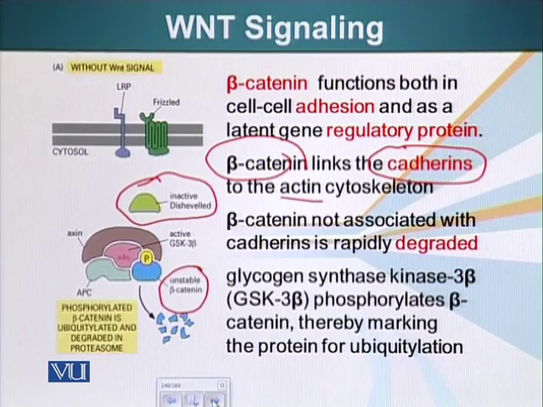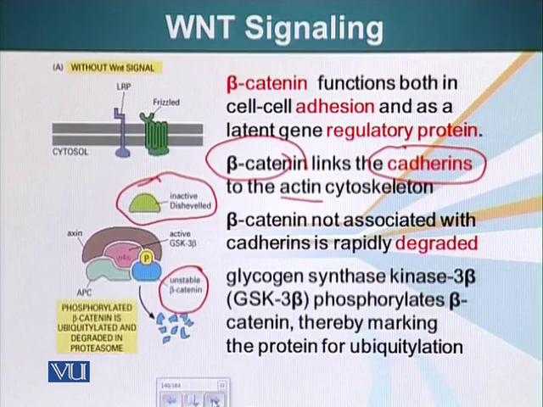Beta-catenin is also a regulatory protein. It can affect the transcription of certain genes and also plays a role in linking up the cytoskeleton with cadherin molecules. Without the signal, extra beta-catenin, if it is present, is degraded by a degradation complex which is composed of 3 proteins.